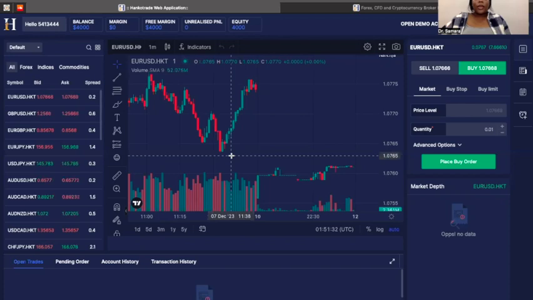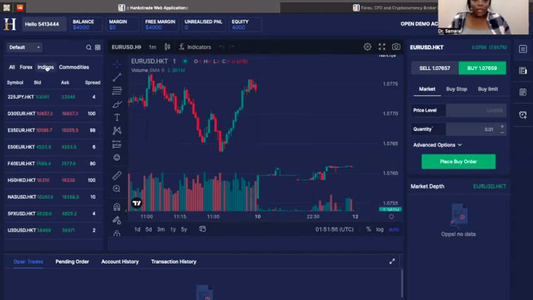All right, so right here, guys, this is the in-house platform for Hankotrade. Hankotrade has created an in-house platform, and this is what it looks like on the web. This is on the web, not on the phone. So far, we still have our Forex, our indices, and also our commodities, which deal with your gold and things in that nature. So let's just check it out and see how we feel about this.